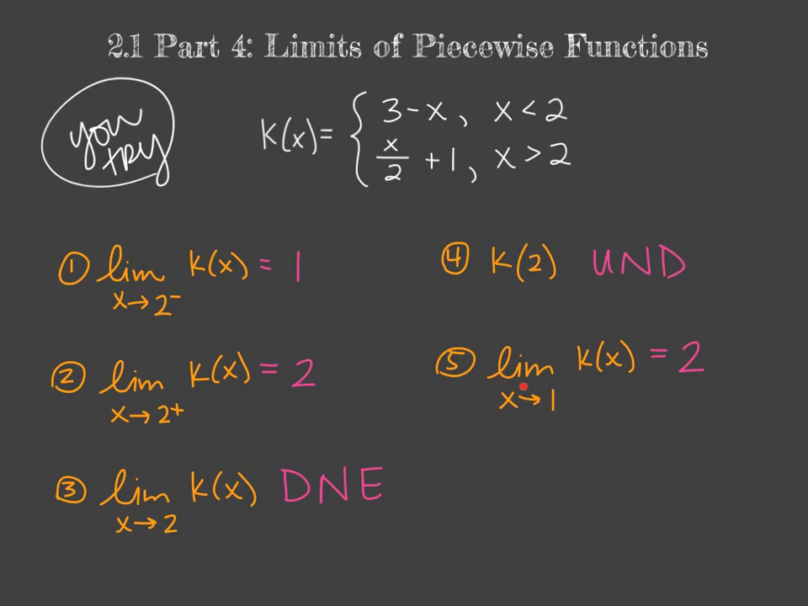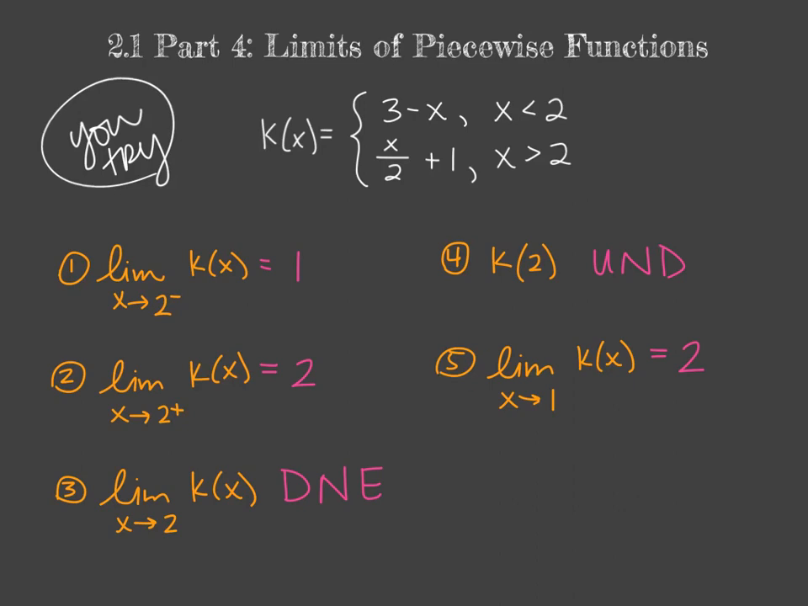These were a little bit more challenging, but if you got them, that's great. K of 2, we do not have a place to look for when k is 2. We only know when it's less than or greater than 2 that we can use these, so there's most likely just some open hole where k is 2. So we would say that that's undefined.